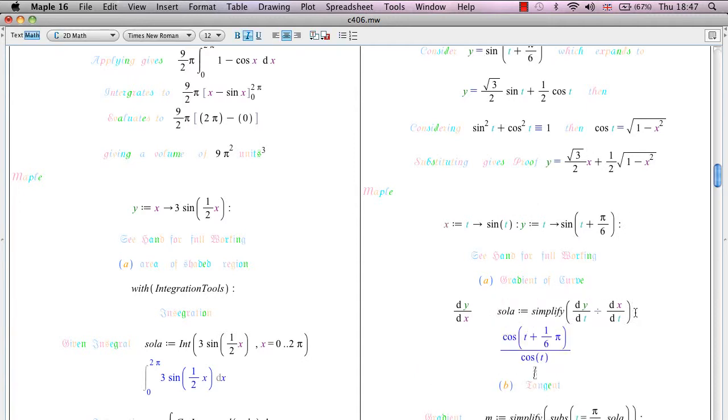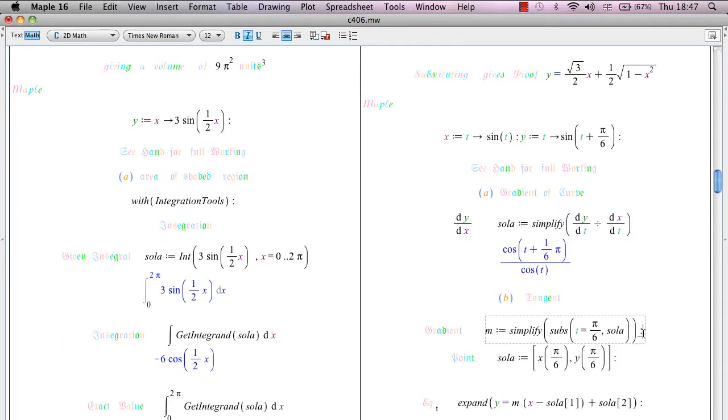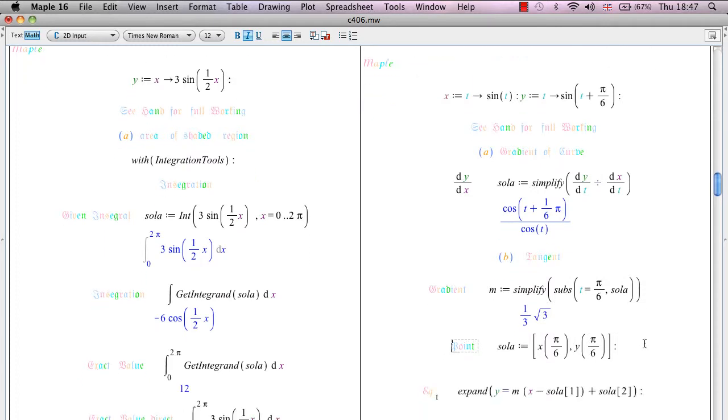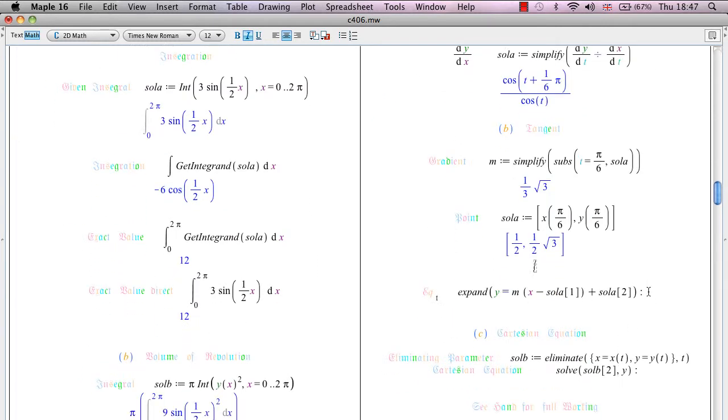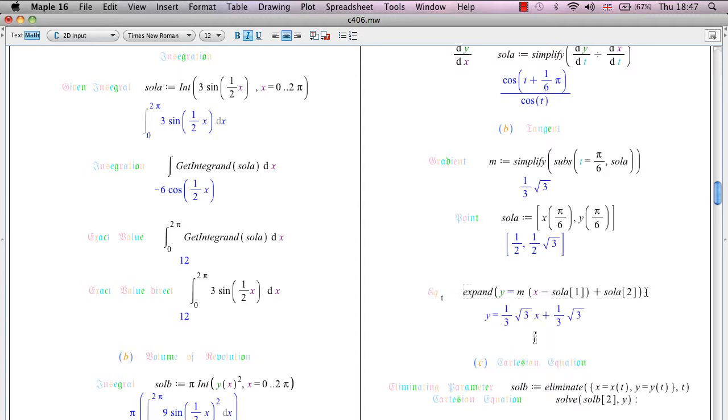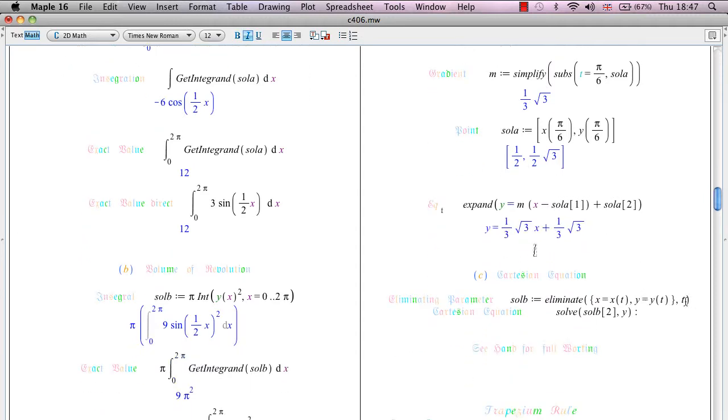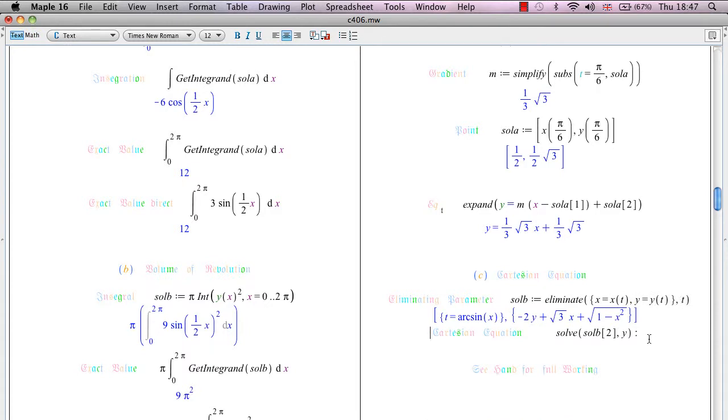So the expression for the gradient of the tangent, the point of the tangent, and the equation, eliminating, and the Cartesian equation.